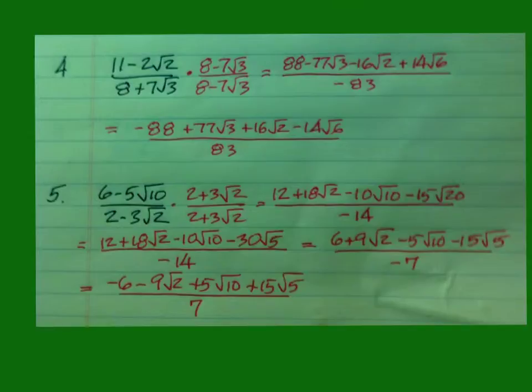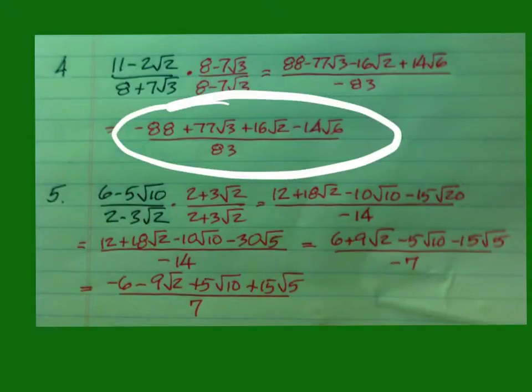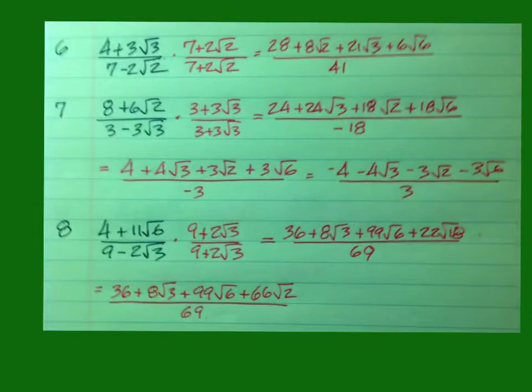And that's over 83. On 5, it is negative 6 minus 9 square root of 2 plus 5 square root of 10 plus 15 square root of 5 over 7. Number 6, 28 plus 8 square root of 2 plus 21 square root of 3 plus 6 square root of 6 over 41.